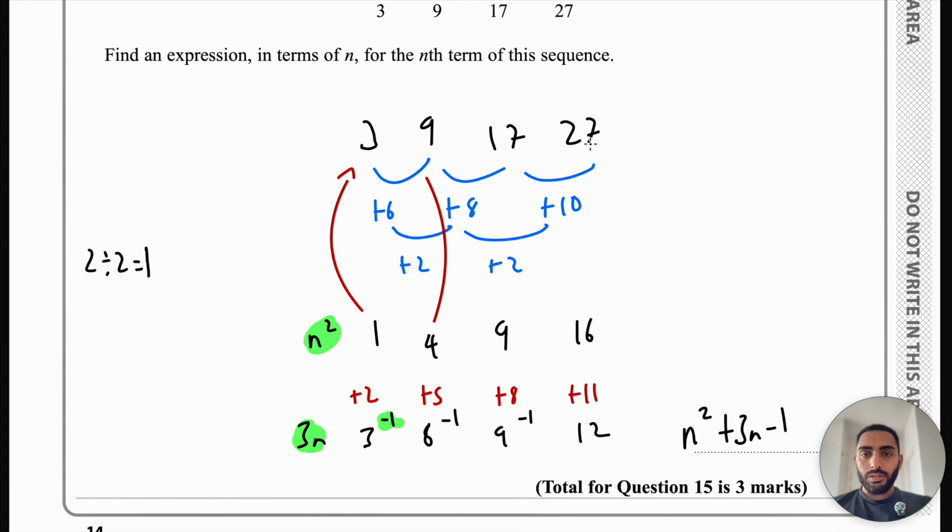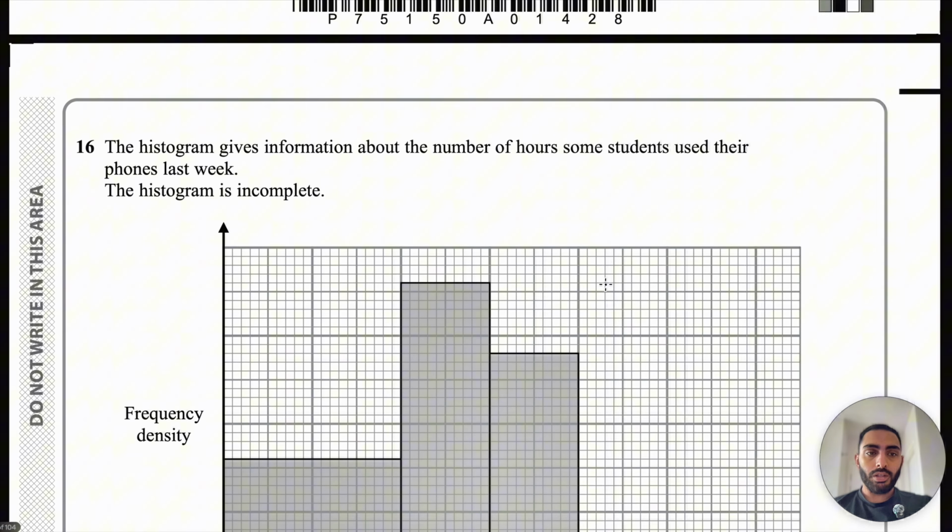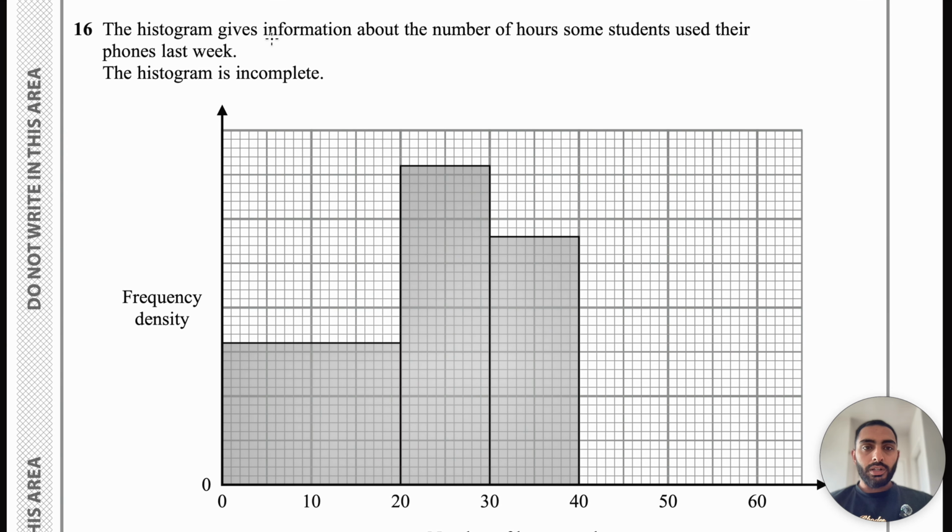I can check this. Let's say I want to check this 27. Because this is the fourth term, 1, 2, 3, 4, I would substitute 4 into here, and I would get 27. Question 16. The histogram gives information about the number of hours some students used their phones last week.